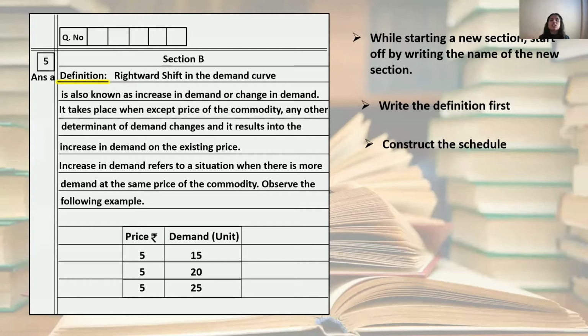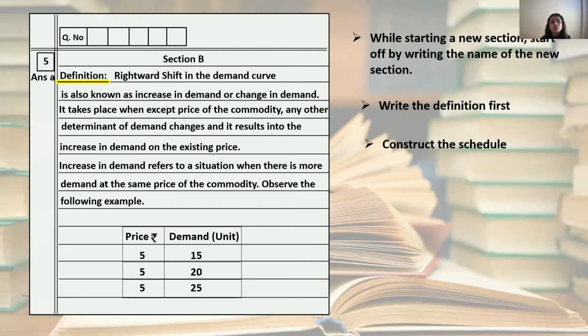Now the question here is, what do you understand by the rightward shift of the demand curve, right? Now if such a question is asked for 5 marks, what you will do is, you will write the definition first. You will explain what is the rightward shift.